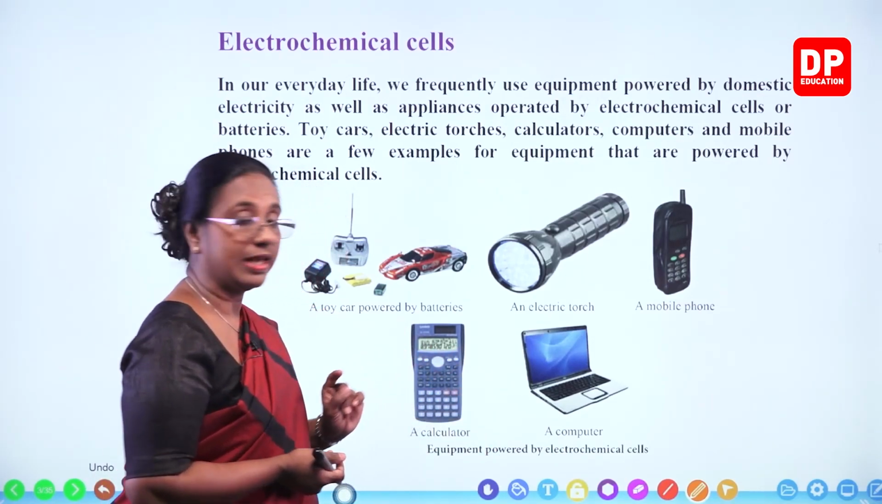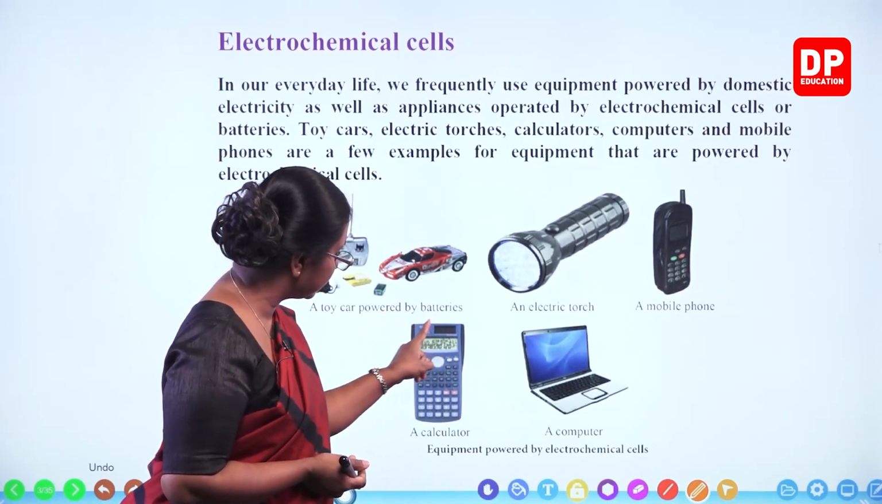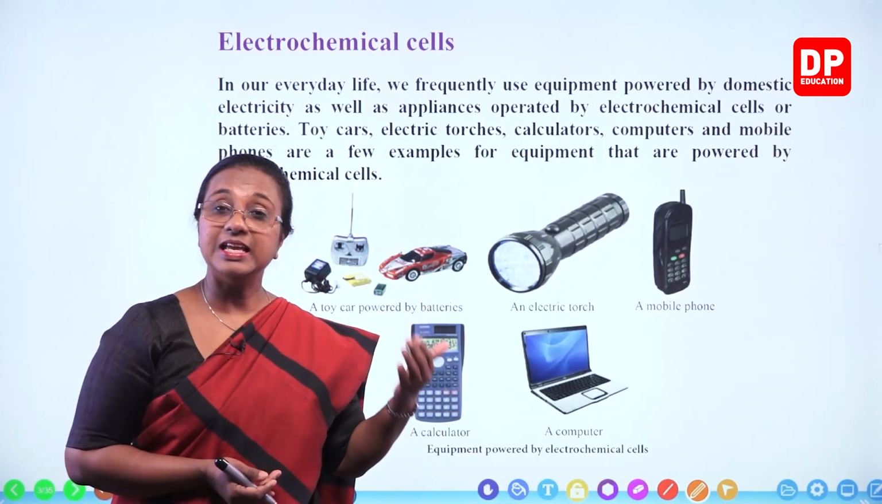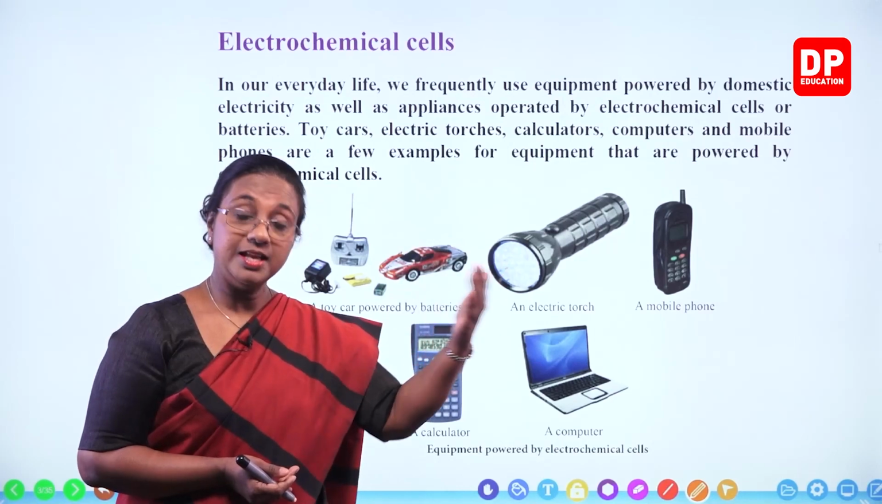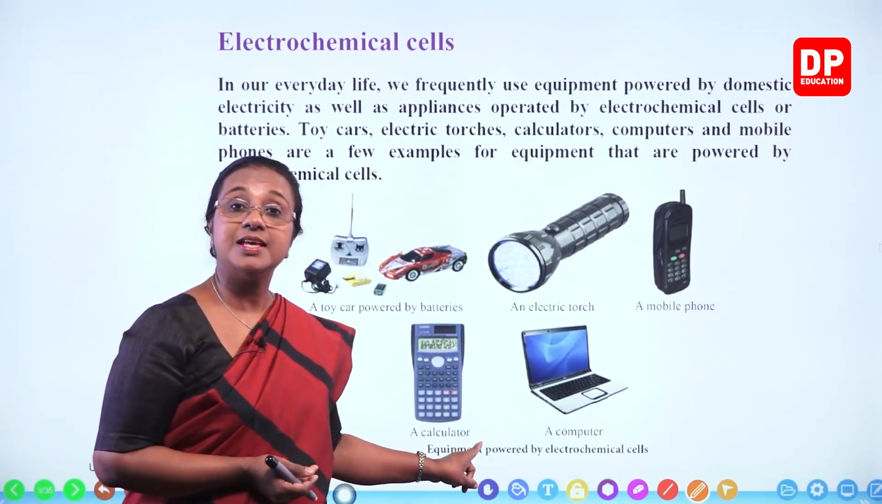Then you have the calculators. Now here you can see this is a solar powered calculator. Here it's a solar cell. Automatically it generates electricity in the presence of light. At the same time there will be batteries inside.